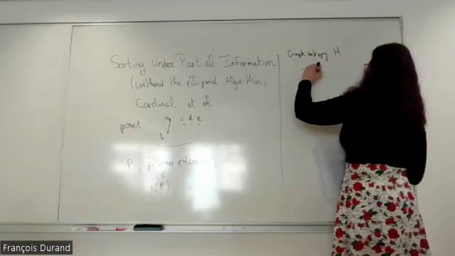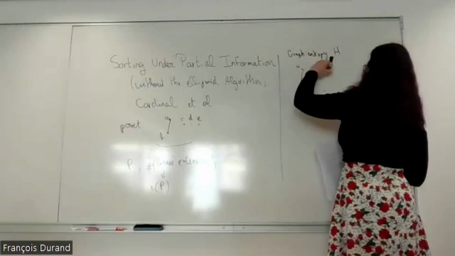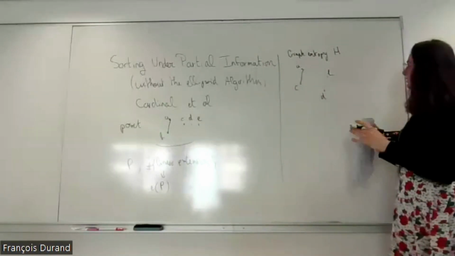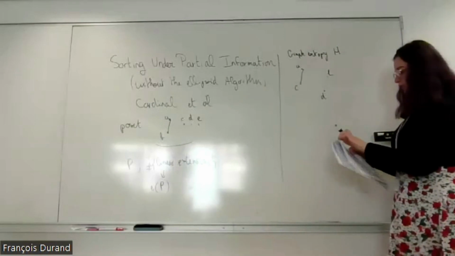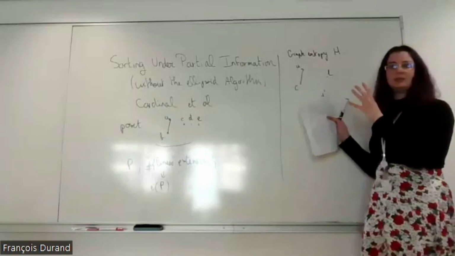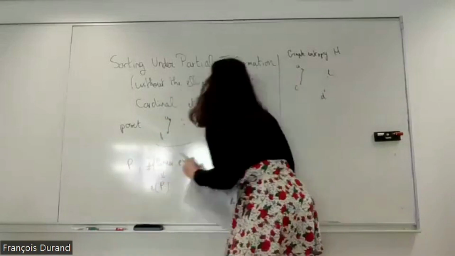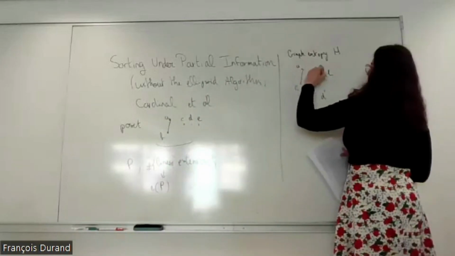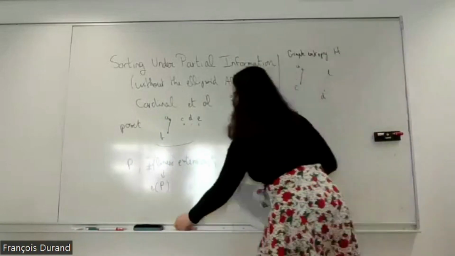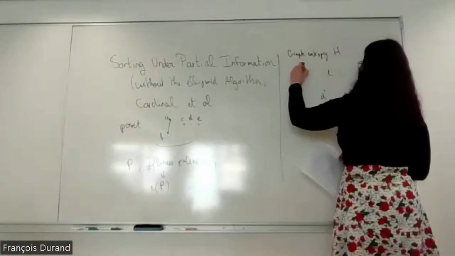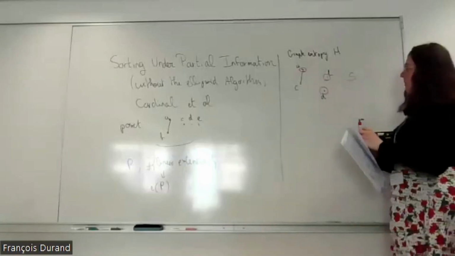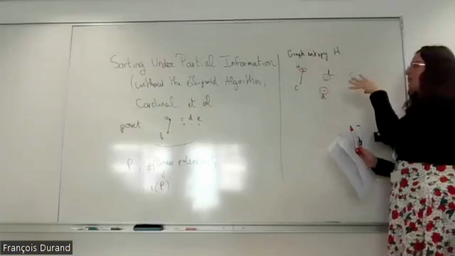So consider you have a graph, which for example could look like this. Then you want to take an independent set. An independent set is just a set of vertices that are not linked to each other. So for example, this set S right here: A, B, and D is an independent set because none of them is linked to one another.